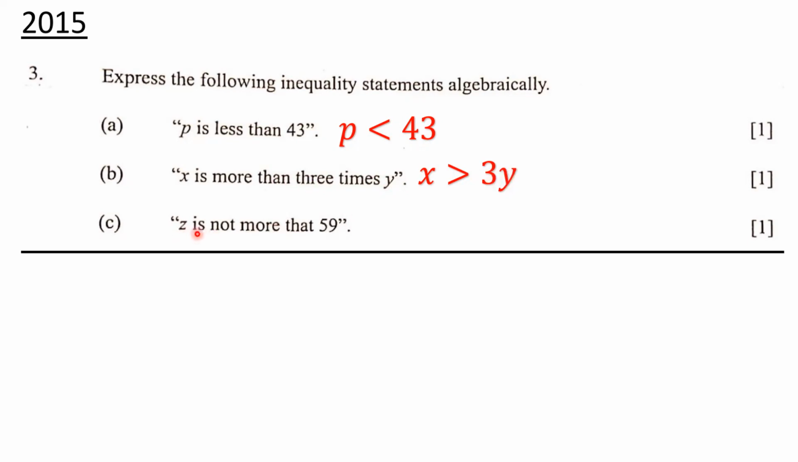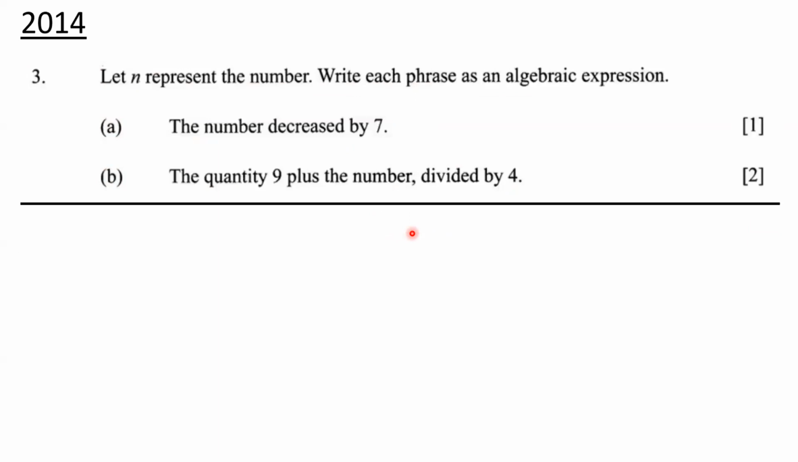Here, this one says Z is not more than 59. So the highest that Z could be is 59. And so that means that Z is less than or equal to 59 because the highest it could be is 59. After that, it's lower than 59. So it could be 49, it could be 29, it could be 18, it could be 19, it could be 0, it could be -1. But it cannot be more than 59. It could be equal to 59, but it cannot be more than 59. Okay, let's move on to the next question.